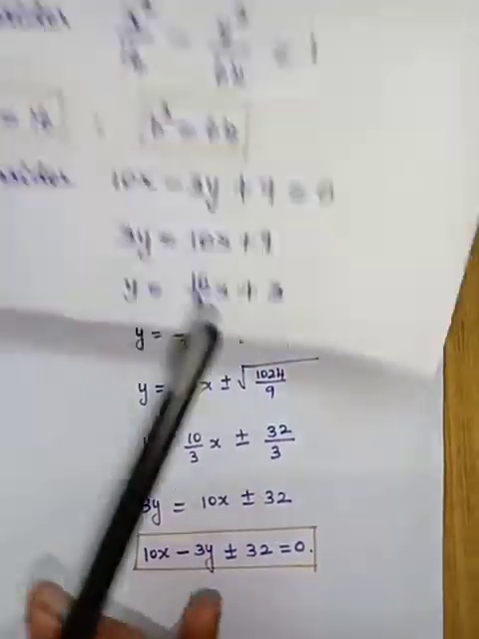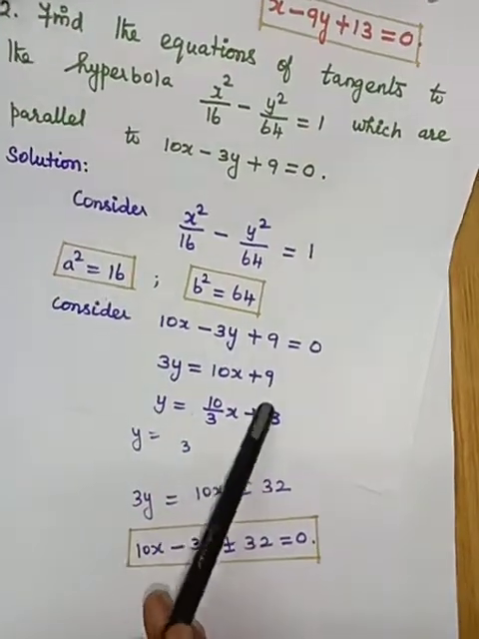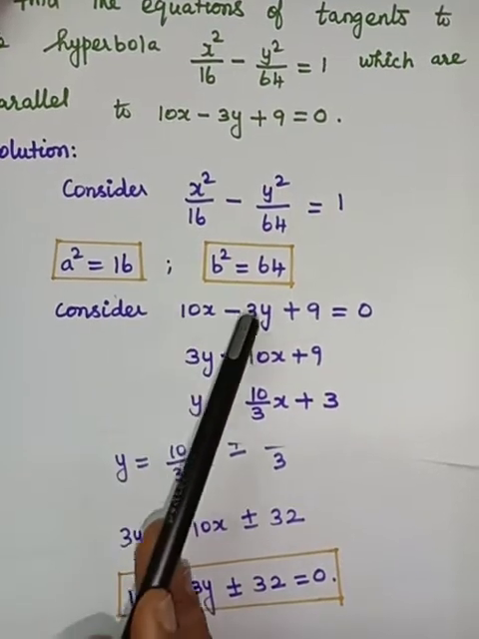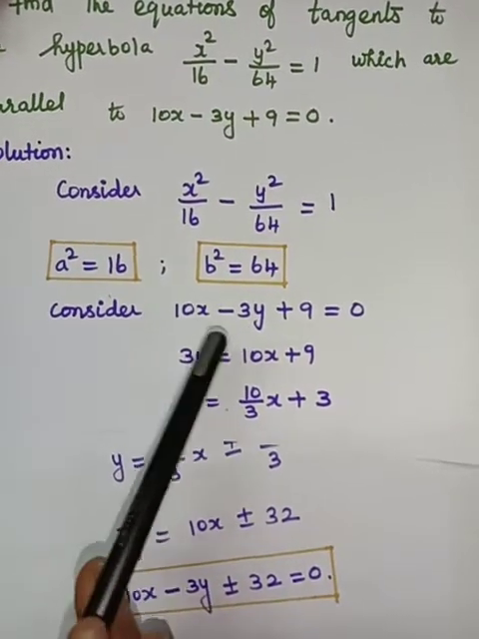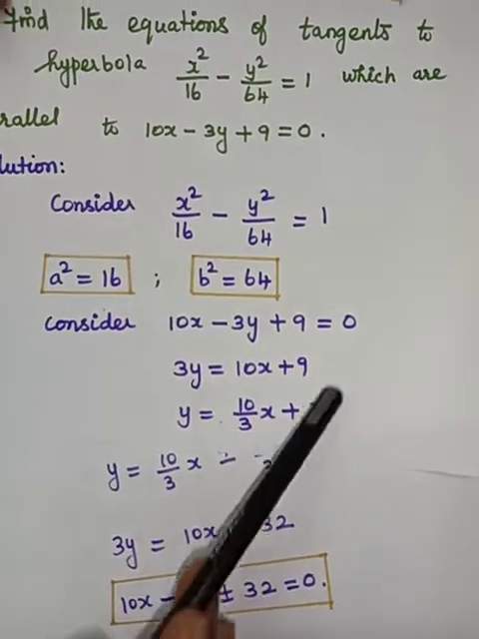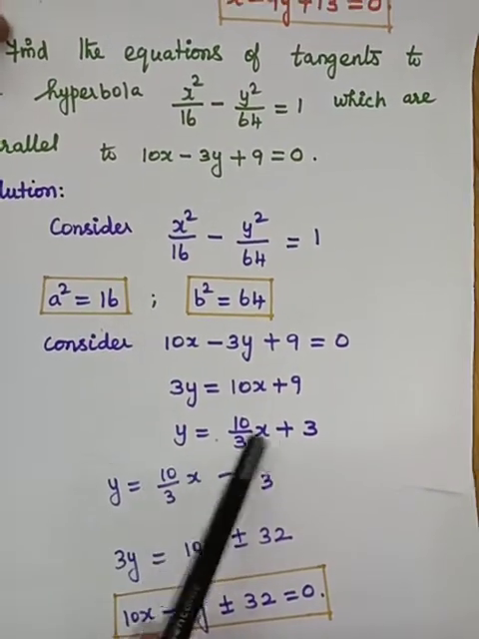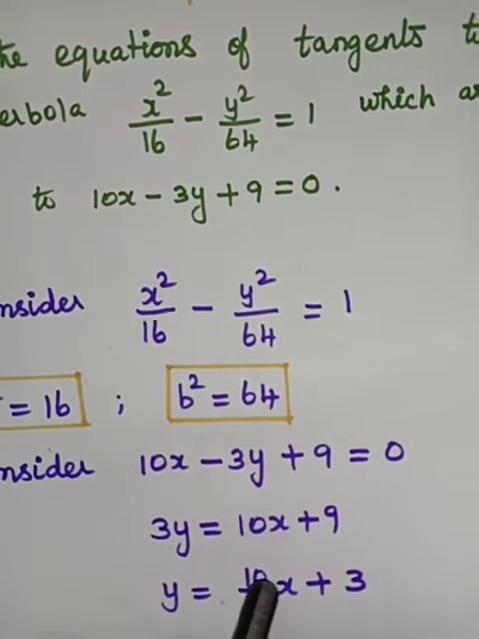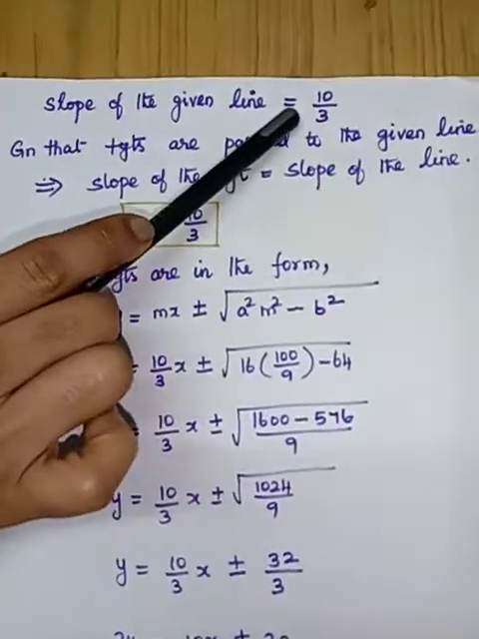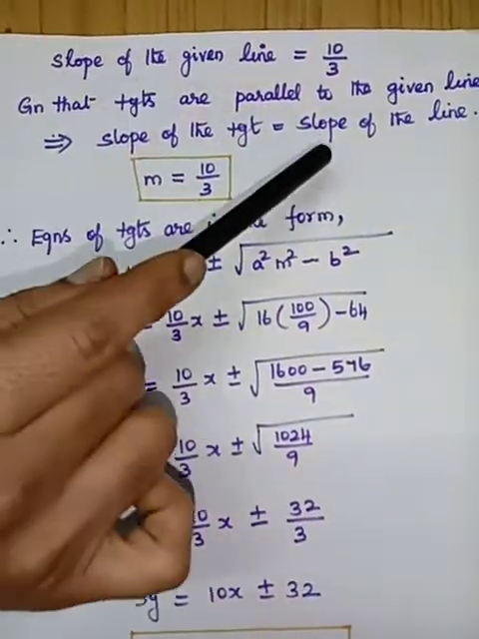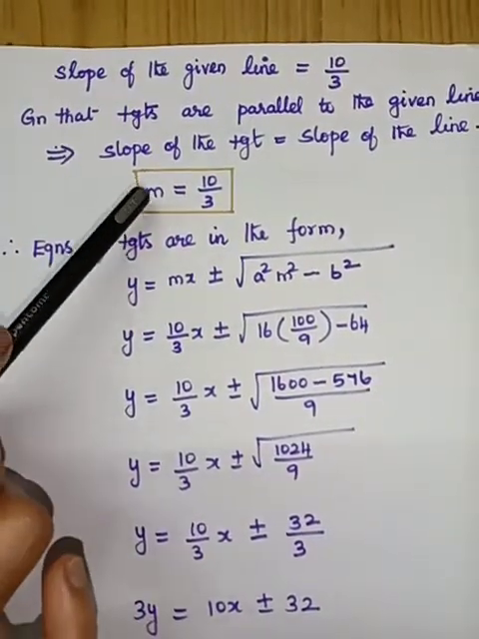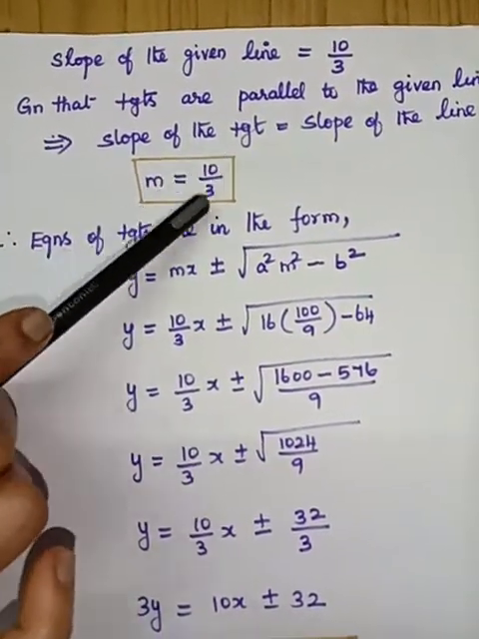Okay, so we can find the slope of the given line. Directly you can use the formula minus x coefficient divided by y coefficient. That formula also you can directly write. Here I have arranged it in the form y is equal to mx plus c, so m is your slope. So m is equal to 10 by 3. That is the slope of the given line. This tangent and the given line are parallel, so both slopes are equal. So I have taken the slope of the tangent m is equal to 10 by 3.